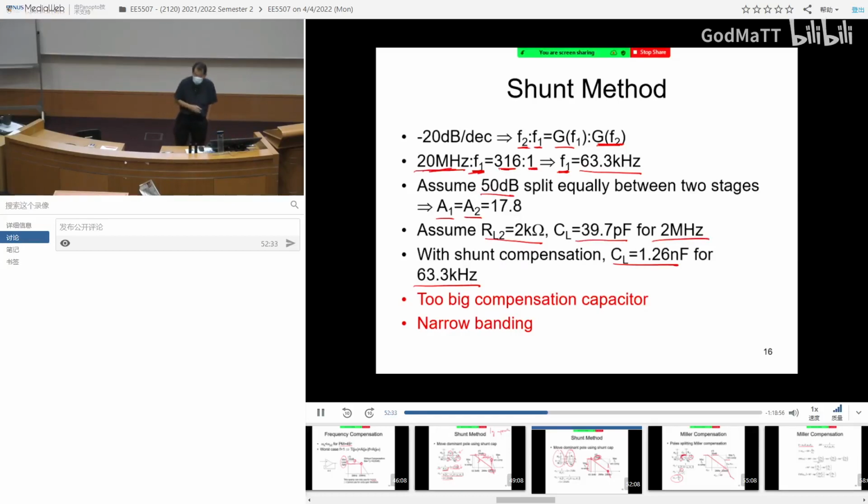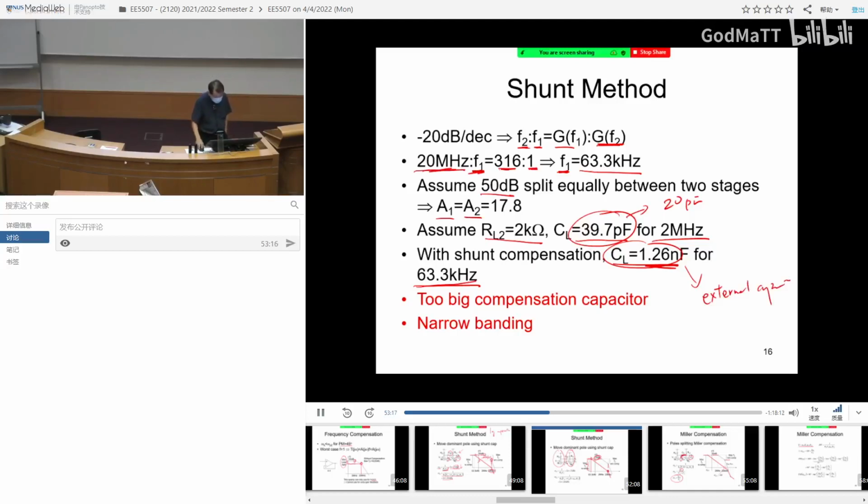So this is the simple shunt feedback. You just increase the load capacitance, lower the dominant pole frequency, such that you can maximize the feedback factor to 1. Now the problem: 39.7 picofarad is probably doable on chip, because 20 picofarad is commonly used. But once you lower it down to 63.3 kilohertz, your load capacitance now has to be 1.26 nanofarad. A nanofarad capacitor is going to be very big. So the only way for this compensation to work is to use an external capacitor.